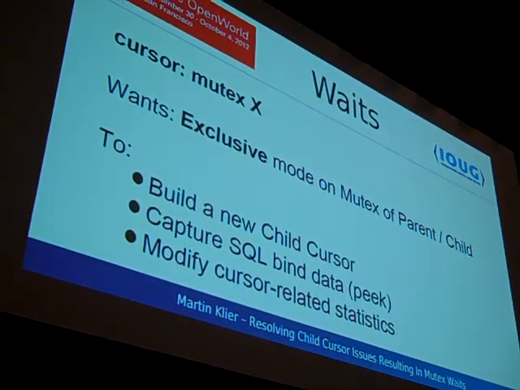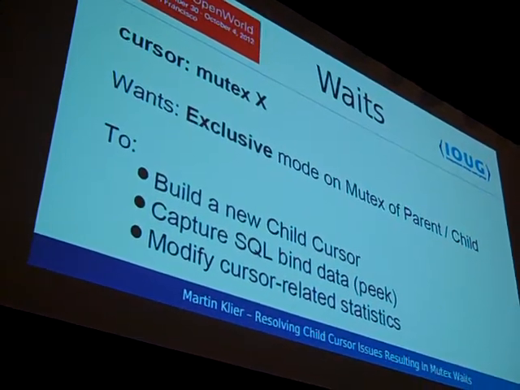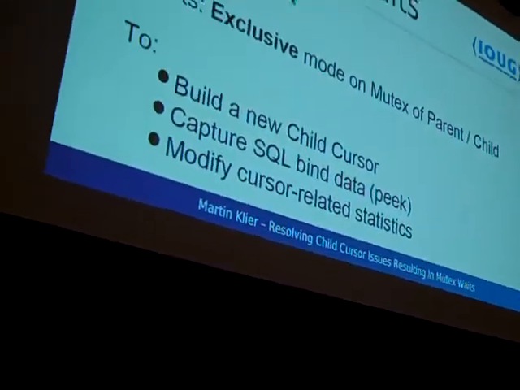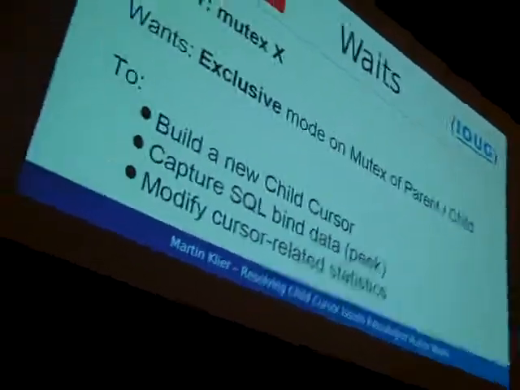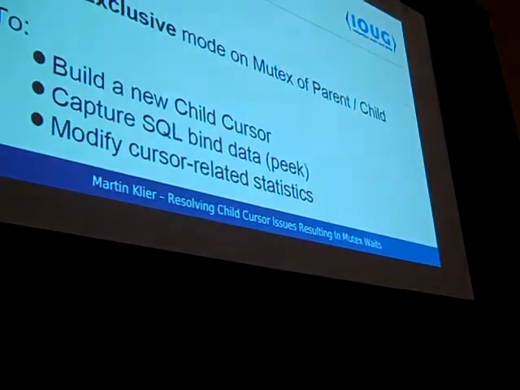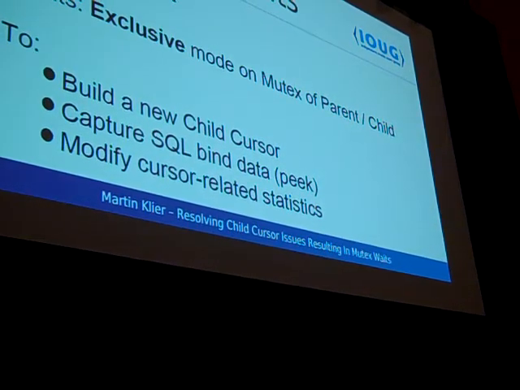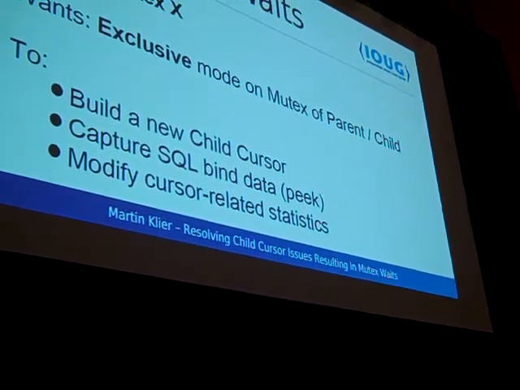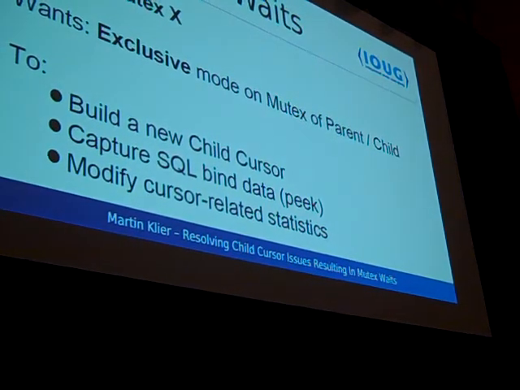The first one is mutex exclusive, mutex X. Mutex X is always held for a library cache object if we want to build a new child cursor. So if you are changing the chain, it has to be disconnected and a new item inserted. So in the meantime, nobody should do it again. When we are capturing SQL bind data, so during bind peek, for a short period of time, the library cache object has to be locked because the result of the bind peeking has to be recorded into this RAM structure.